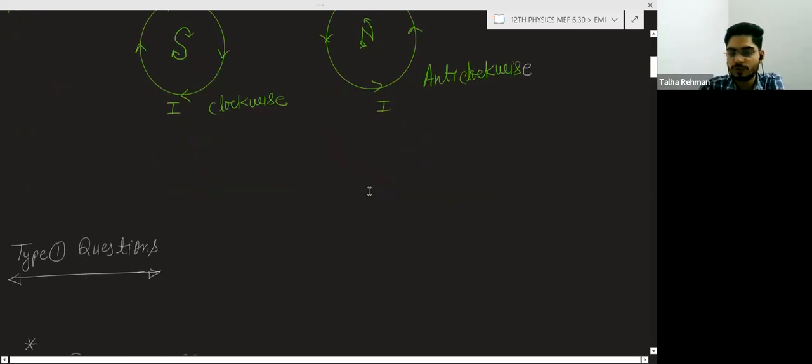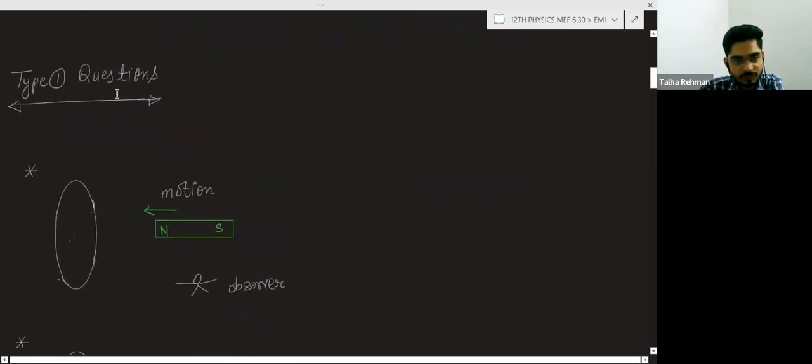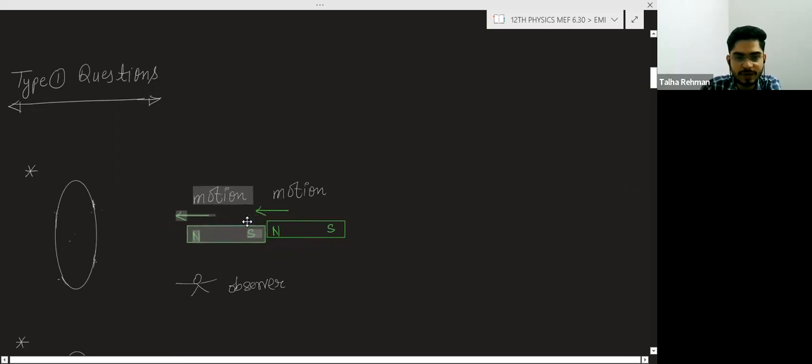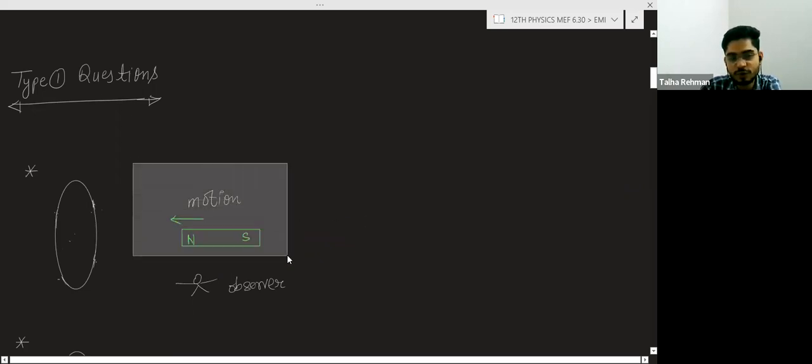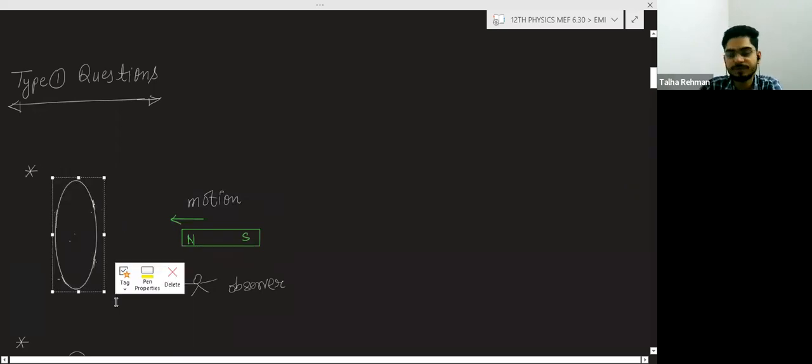Lenz law can be explained with the help of questions. So there is the first type of question you will have. Suppose this is you, you are observing. This is some coil. In this coil, initially there is no current, and here is some magnet. Suppose this magnet is moving towards the coil. I have told you earlier, when there is a motion of the magnet, there will be current in the coil. The coil can be in circular shape, square shape, or rectangular shape.